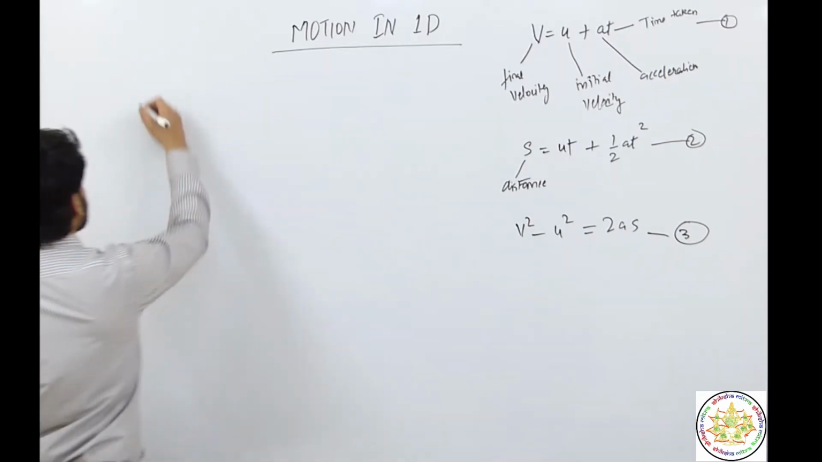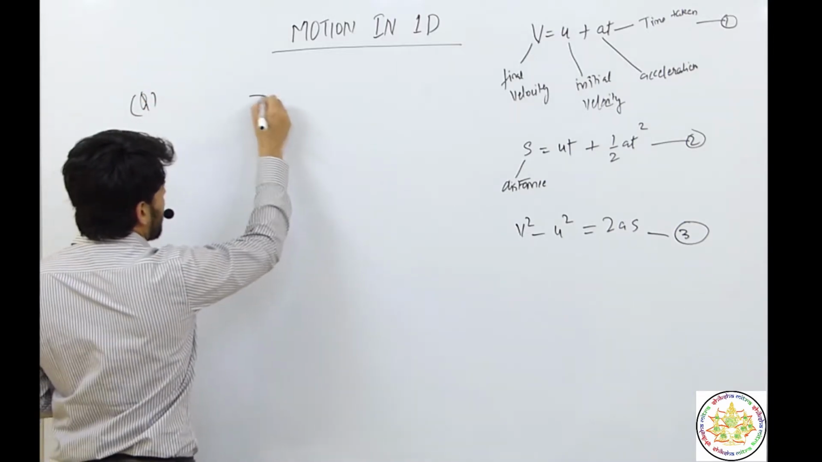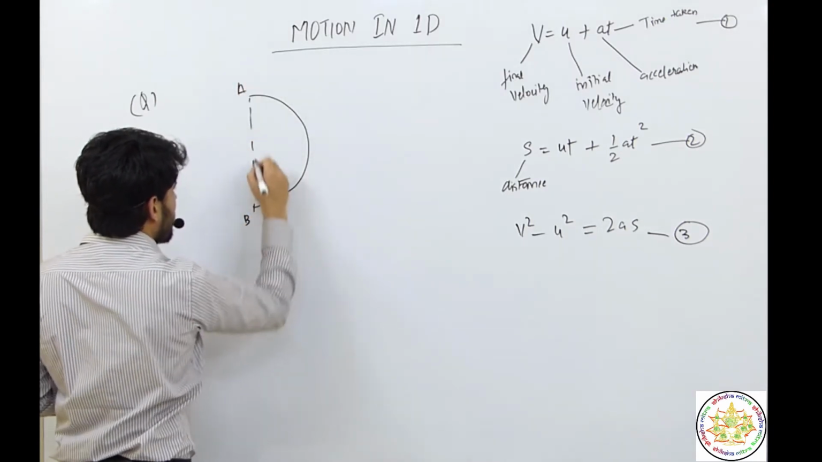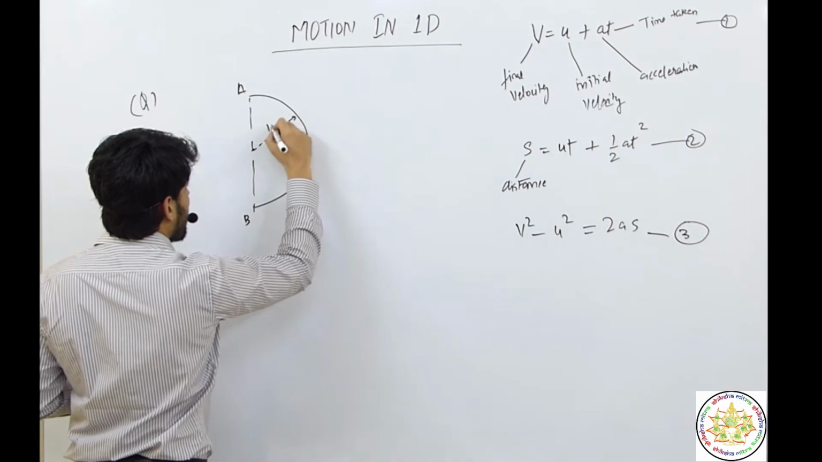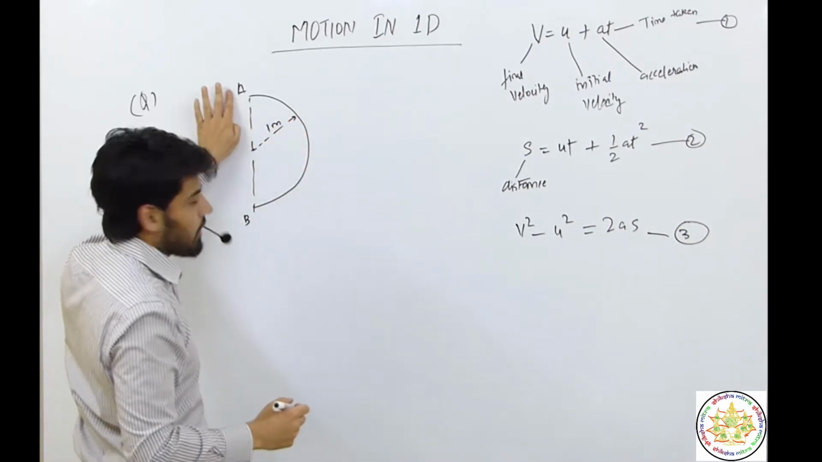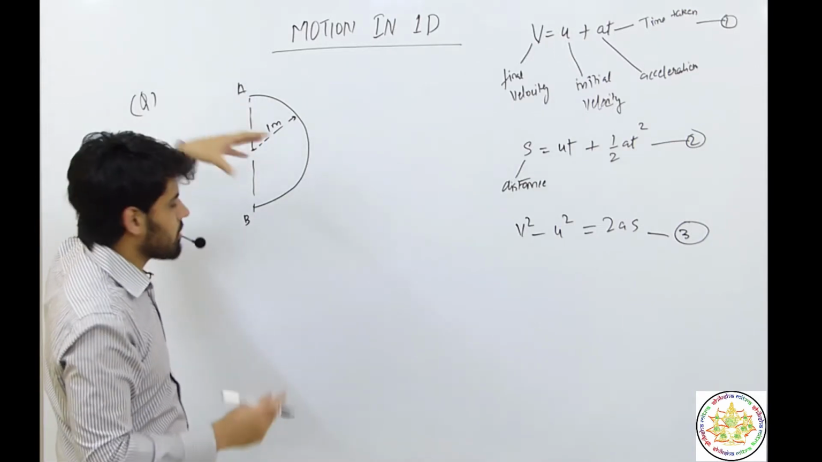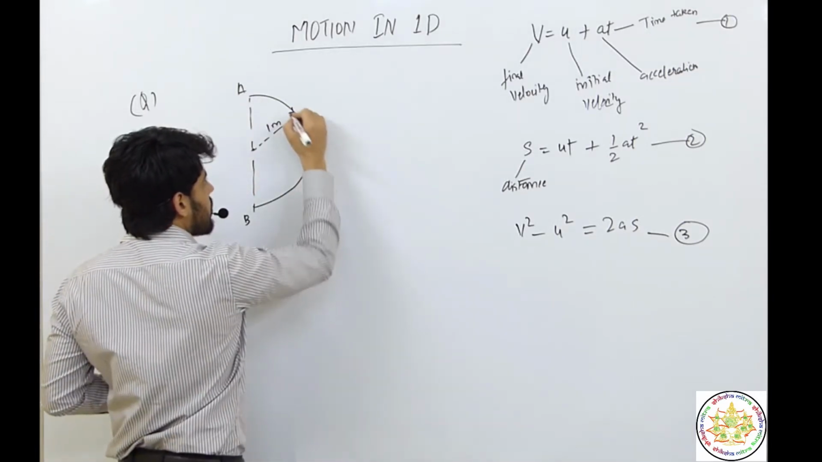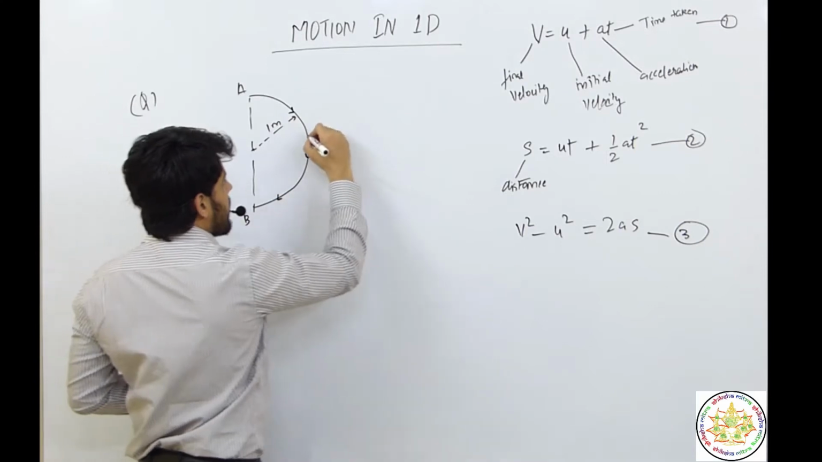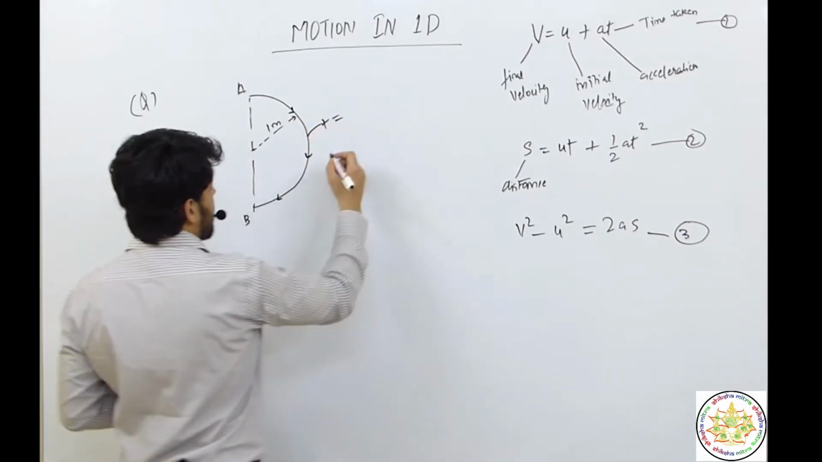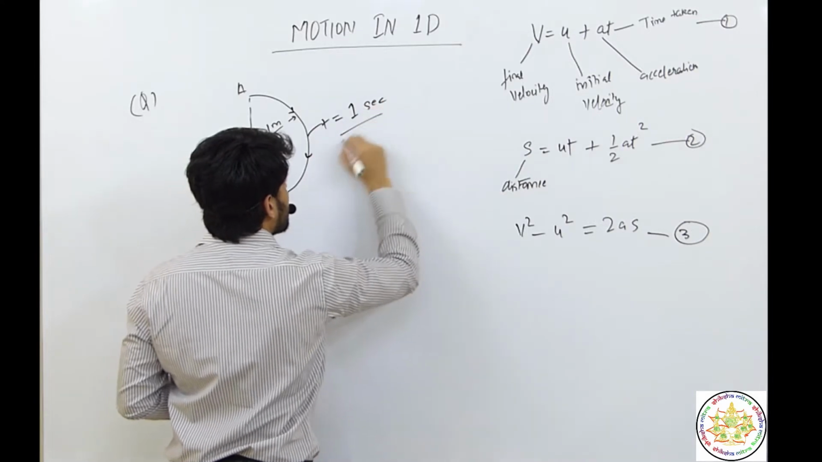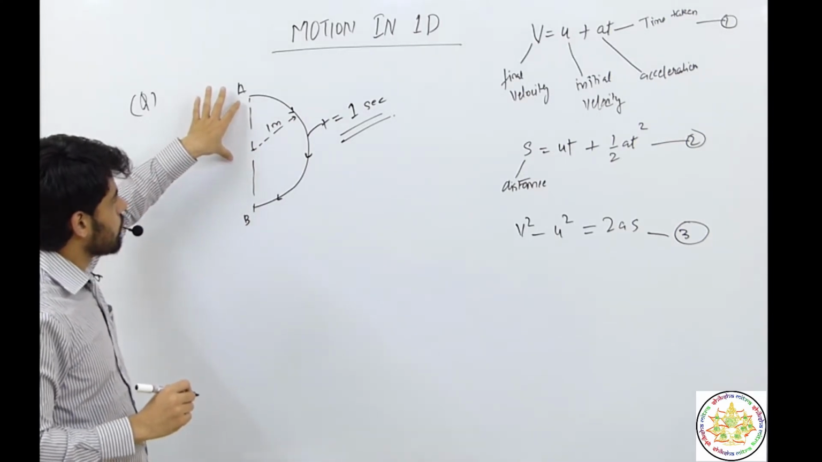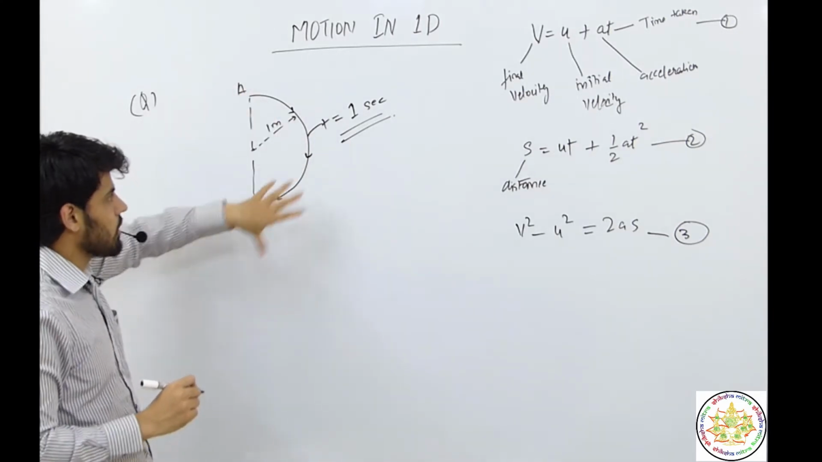There is another question in which particle A, some object moves from A to B in a circular motion. Time taken is 1 second. An object takes 1 second to go from point A to point B in a circular motion. That is the time taken.